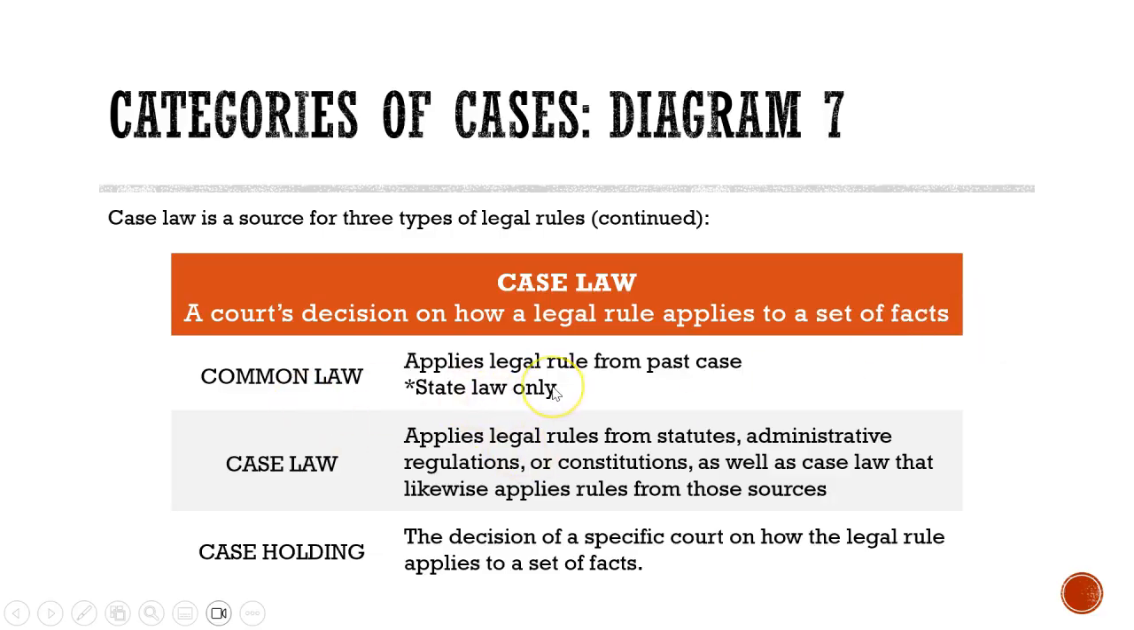Common law applies a legal rule from a past case. Common law is state law only. There is no such thing as federal common law. Case law is where those legal rules from statutes, administrative regulations, or constitutions, as well as case law that likewise applies rules from those sources, are one type, the second type of legal rule. And then the case holding, that's a decision of a specific court on how the legal rule applies to a set of facts.